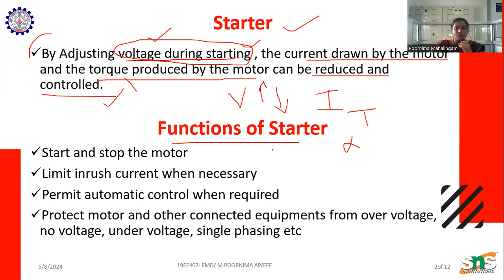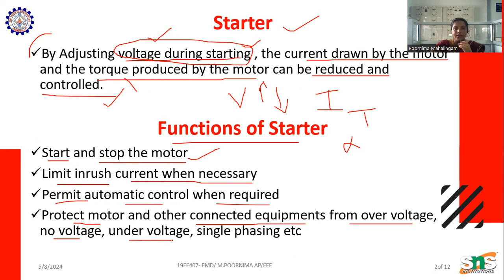Main functions of the starter. The first function is to start and stop the motor. The second function is to limit the inrush current when necessary. The third is to permit auto control when it is required. And the fourth is to protect the motor and other connected equipment from over voltage, no voltage, under voltage and single phasing. These are the functions of a starter.